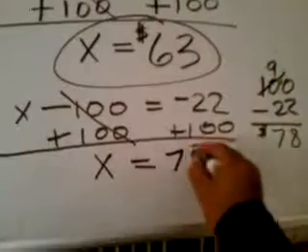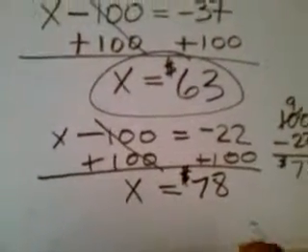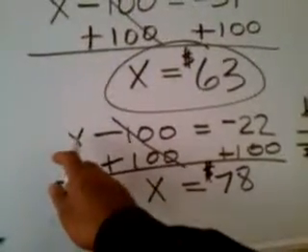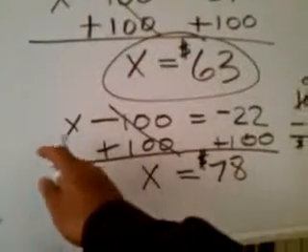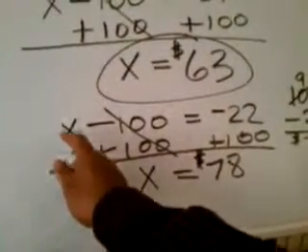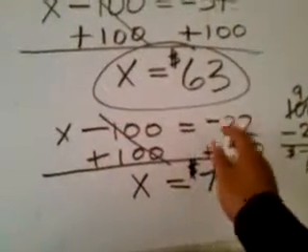So that means that Jim started off with $78. He had $78 in his account. That's the original X, the amount that we did not know how much he started with. But if he started with $78, that's not enough to write a check for $100, and so therefore he's going to be negative $22.